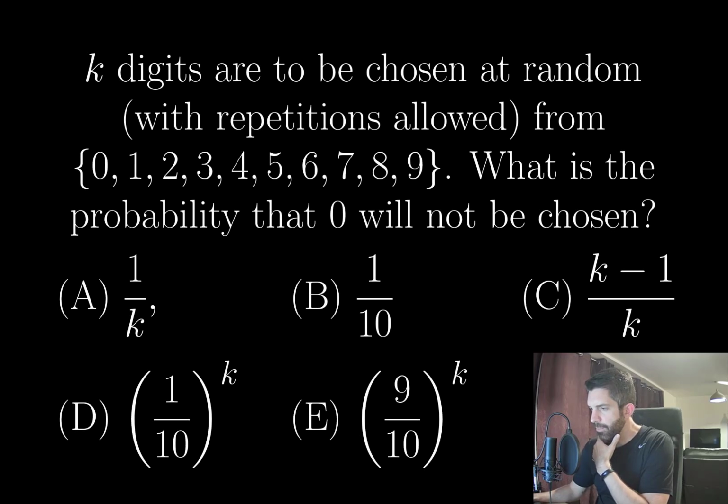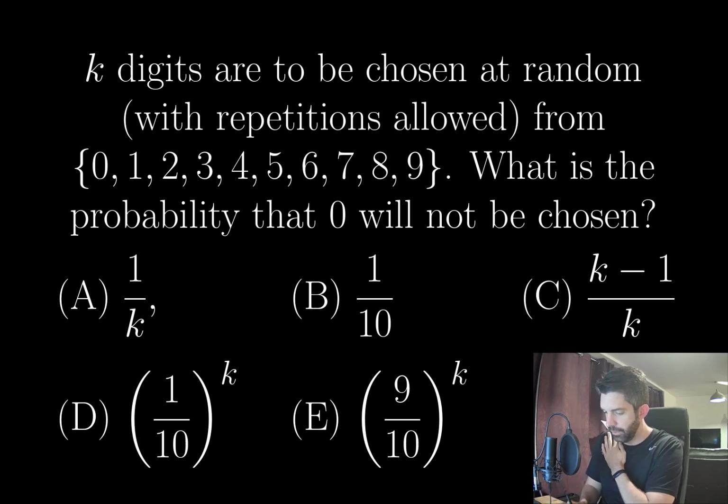K digits are to be chosen at random with repetitions allowed from the set 0 to 9. What is the probability that 0 will not be chosen? Okay, so of K digits, the probability of not choosing 0 on a single draw.